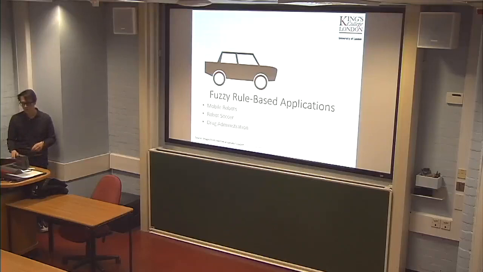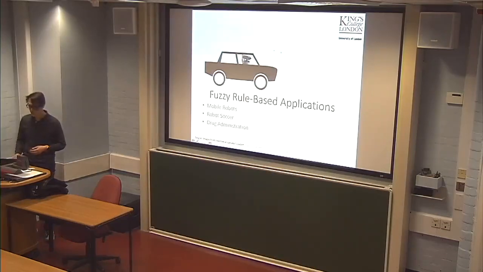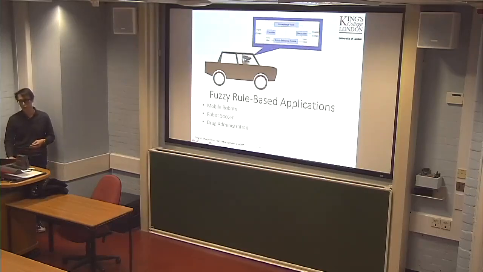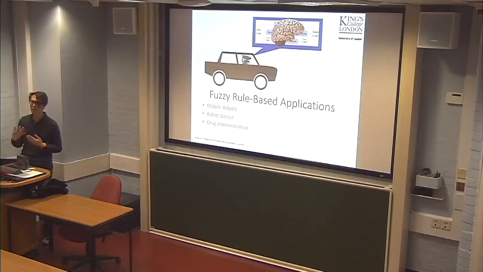The first one is the fuzzy rule-based application. When we talk about the fuzzy rule-based system, for example, after driving, we simply put a robot right here to replace a person. What we want to do is implement the fuzzy logic system, and this fuzzy logic system will drive the car for ourselves. That means we would like to implement a brain.